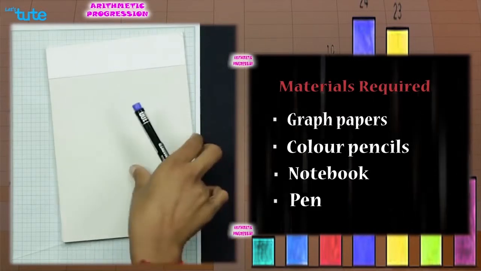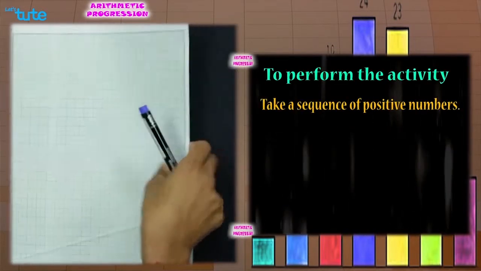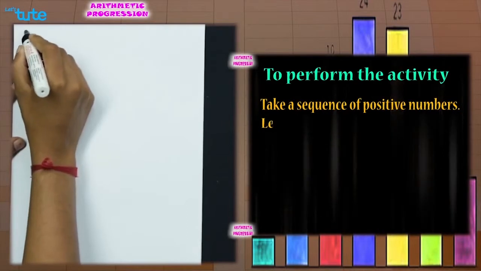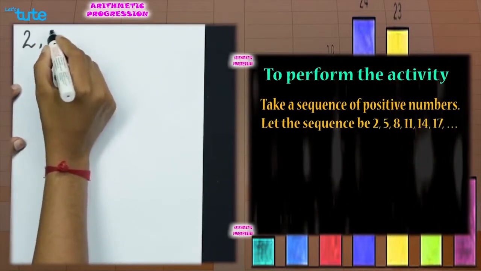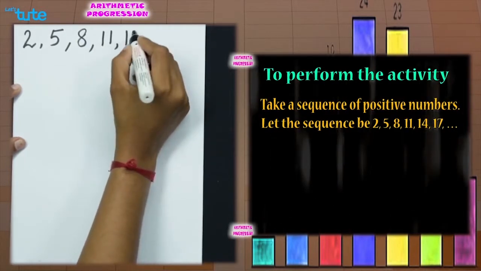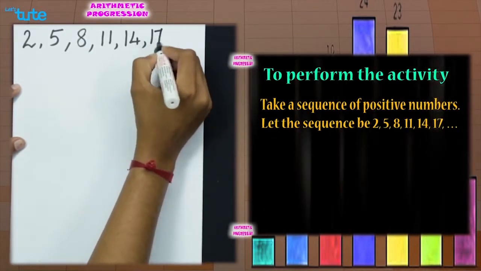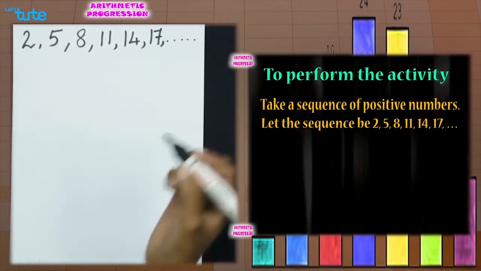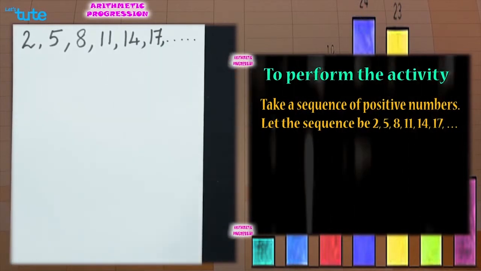So let us begin with the activity by taking a sequence of numbers. Say 2, 5, 8, 11, 14, 17, etc. Now what do we do here?